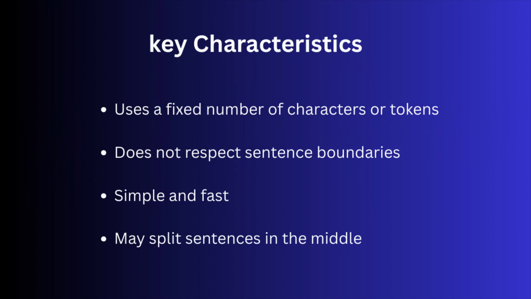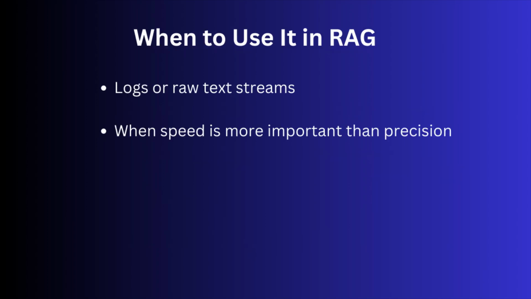These are some characteristics of fixed size chunking. It uses fixed number of characters or tokens. It does not respect sentence boundaries. It is simple and fast. It may split sentences in the middle. You can use this method when speed is more important than precision.